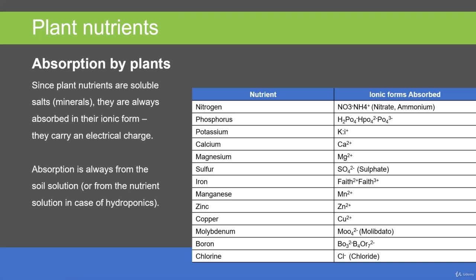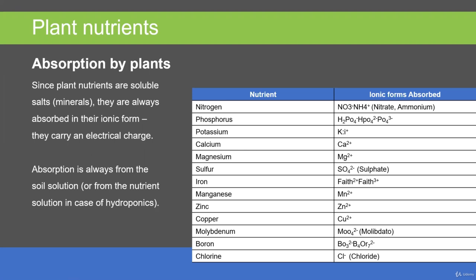Now, about the absorption of nutrients. Since plant nutrients are basically soluble salts, soluble minerals, they are always absorbed in their ionic form, which means that most nutrients carry an electrical charge. This is the way that salts dissolve to cations and anions. I will explain that.